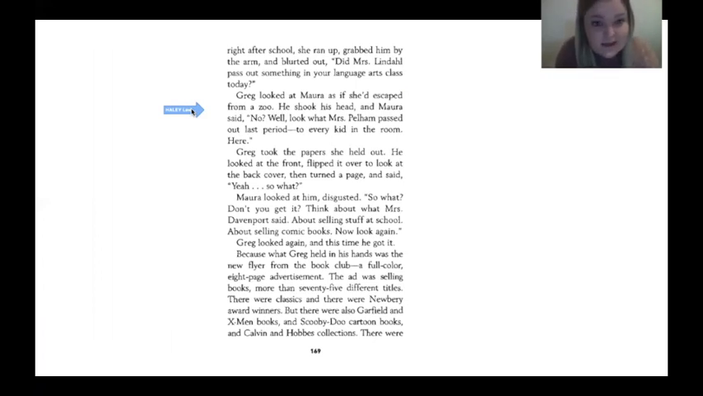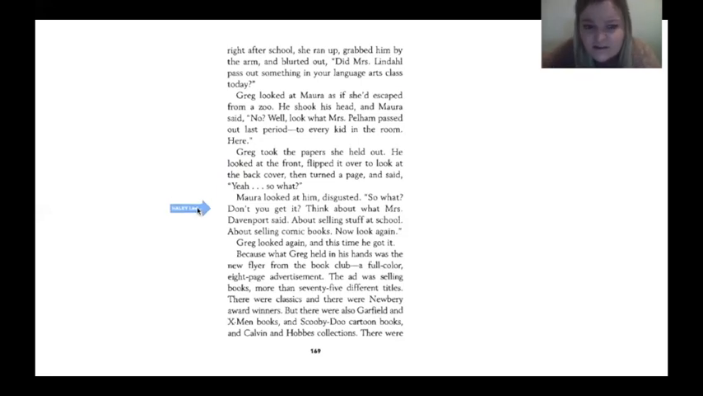He shook his head, and Mara said, "No? Well, look at what Mrs. Pelham passed out last period to every kid in the room. Here." Greg took the paper she held out. He looked at the front, flipped it over to look at the back cover, then turned the page and said, "Yeah? So what?" Mara looked at him, disgusted.